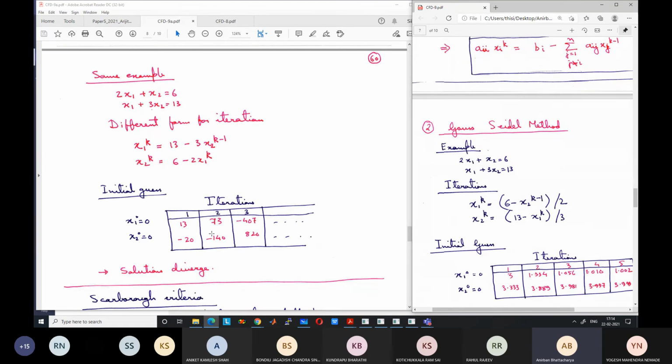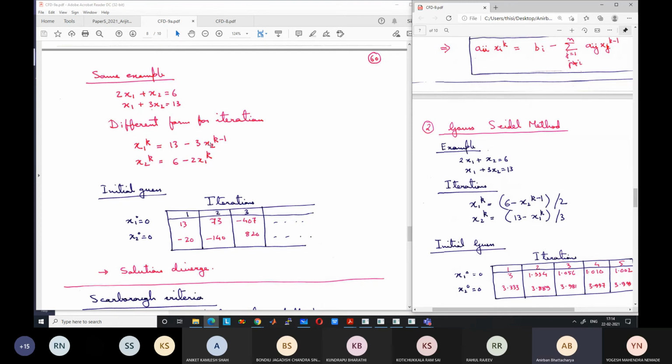Okay. So it is not that you will always get the correct solution with the correct initial guess also. It will also depend on how you are iterating, what the equations for iterating are. So in this case, solutions have diverged. And this also gives us some insight into when it can diverge.